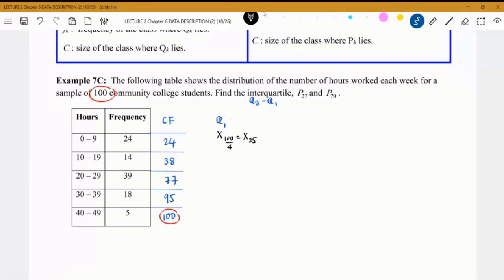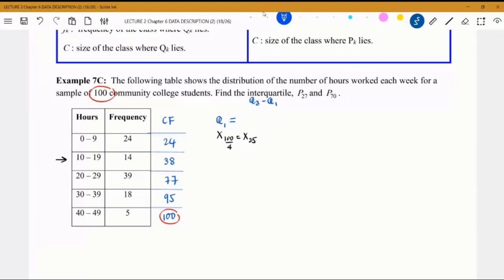The 25th lies on the second class, because the first class only goes up to 24. Your data 25 will lie on the second class. So your formula will be, first, the lower boundary for this one. What is the lower boundary for the second class?